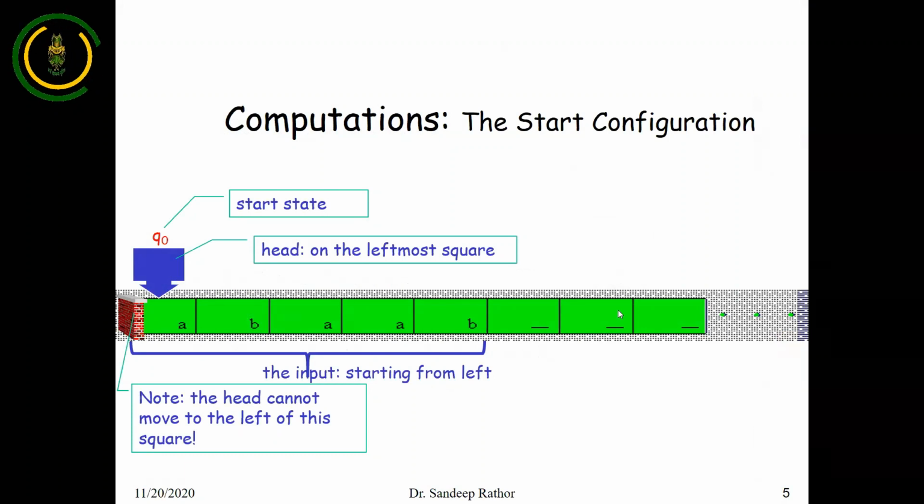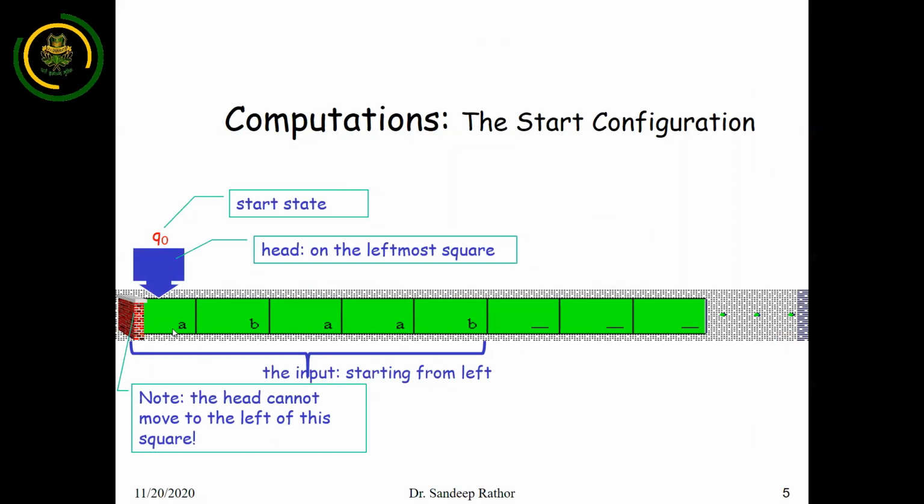So just see here, the current state is the initial state. Obviously, you are in state Q0, and A is the input. This is simply a string placed on the input tape. After this string, this is the blank sign. The blank sign indicates that your string has ended, right? So the important point here is the head cannot move to the left of this square.